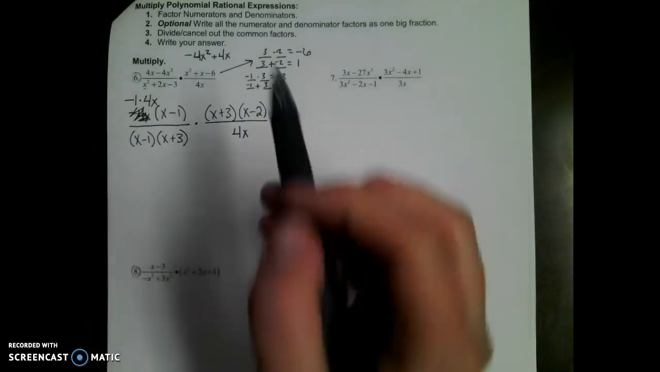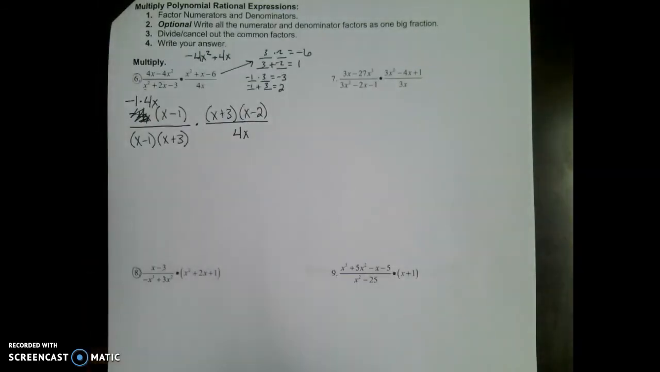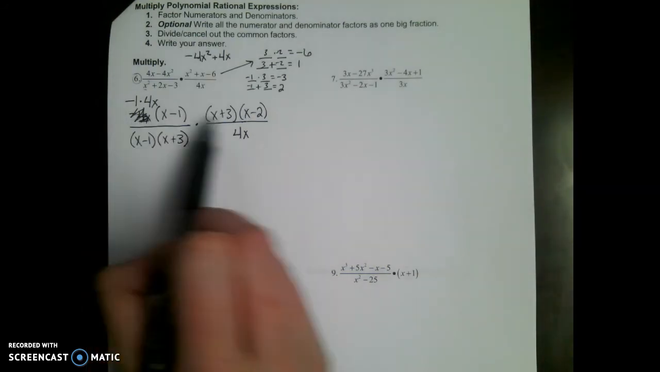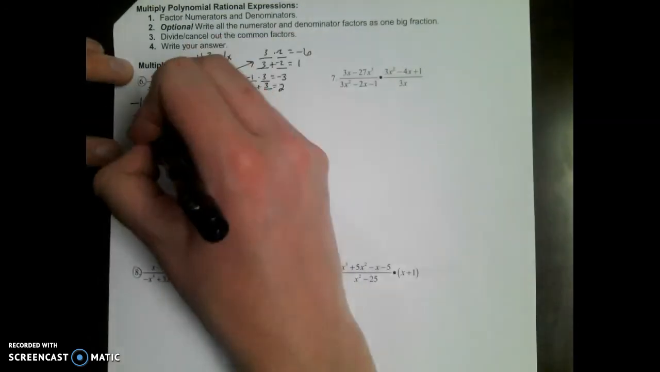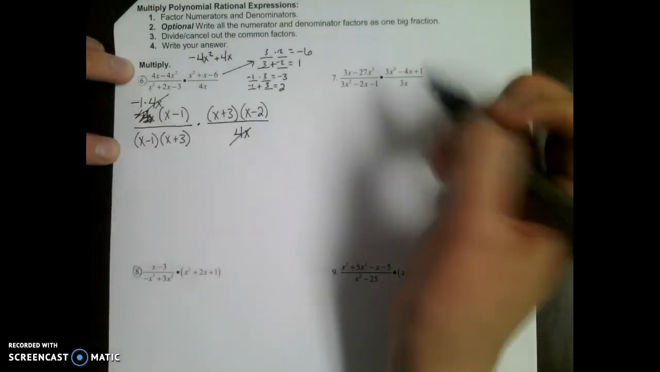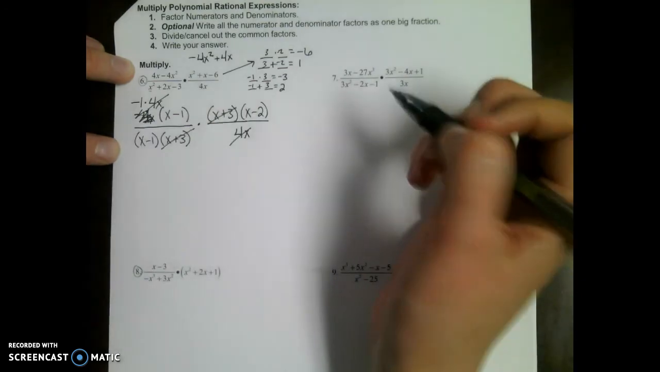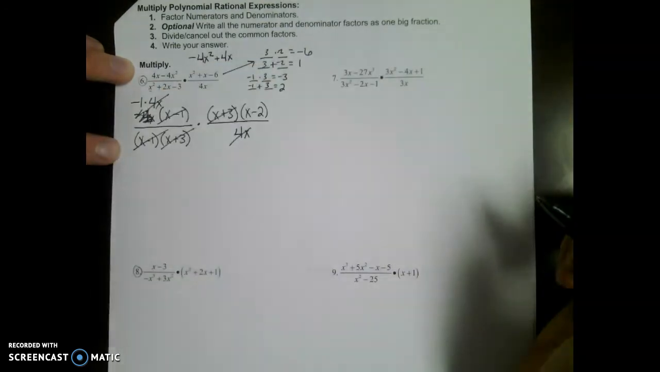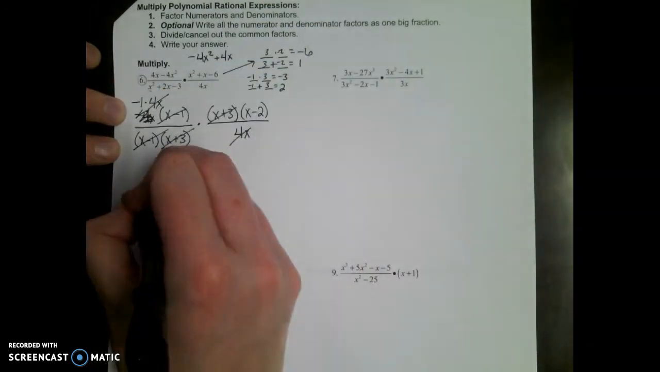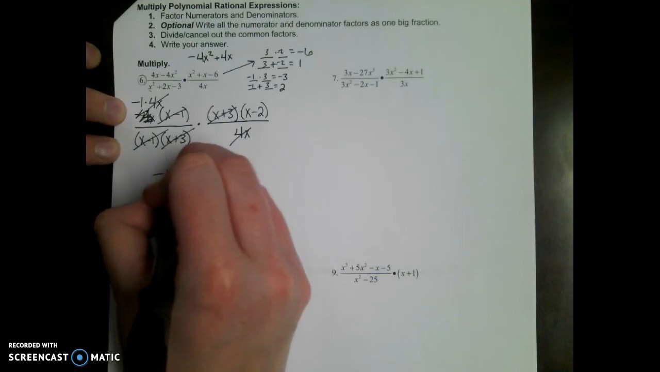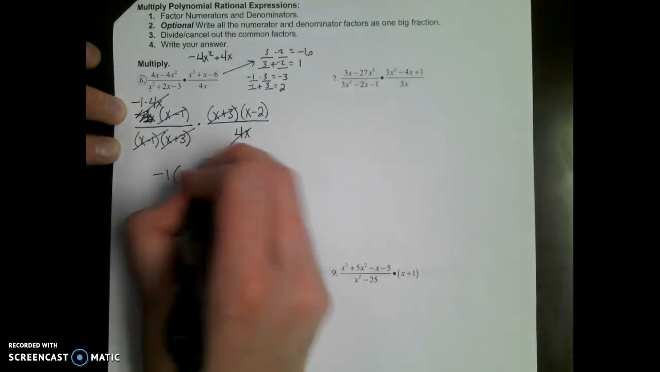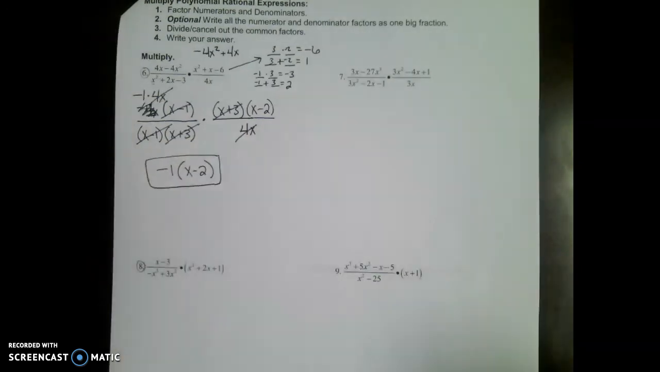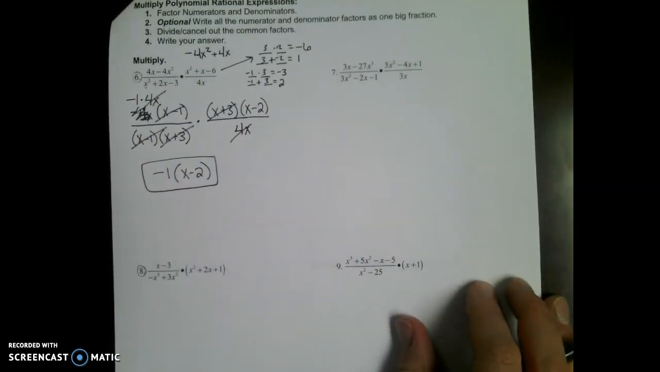Now, optional, you could write this all out as one big fraction. You really don't need to do that step. Basically, if there's anything on the top that matches anything on the bottom, you can cross it out. So the 4x matches up with the 4x. The x plus 3 matches. The x minus 1 matches. So all that's left here is the negative 1, the x minus 2 on the top, nothing's left on the bottom. That is our simplified answer.